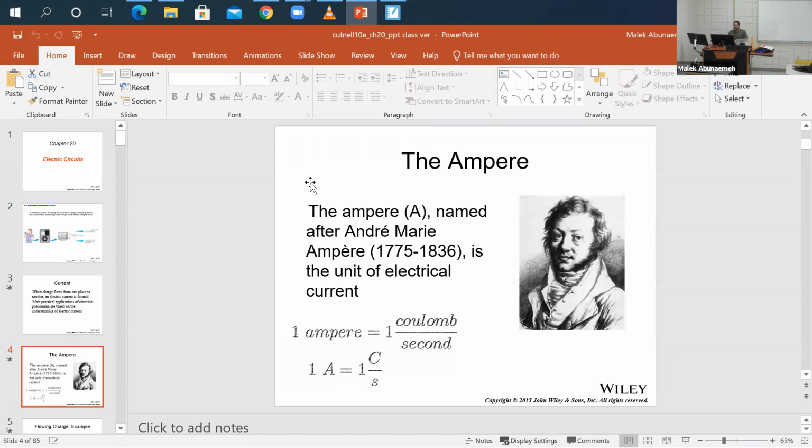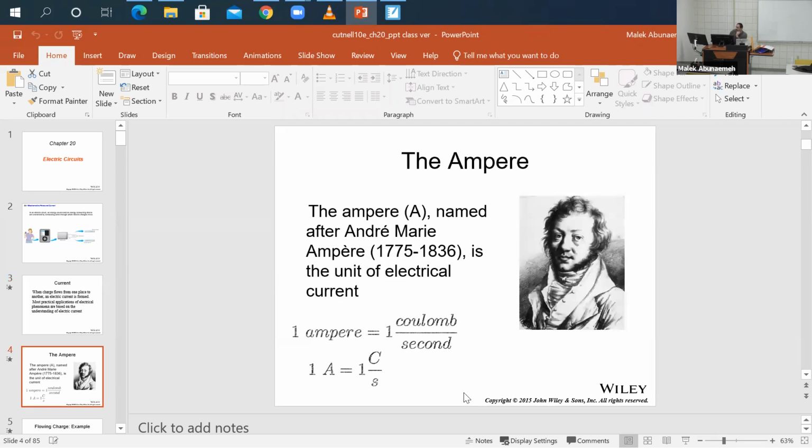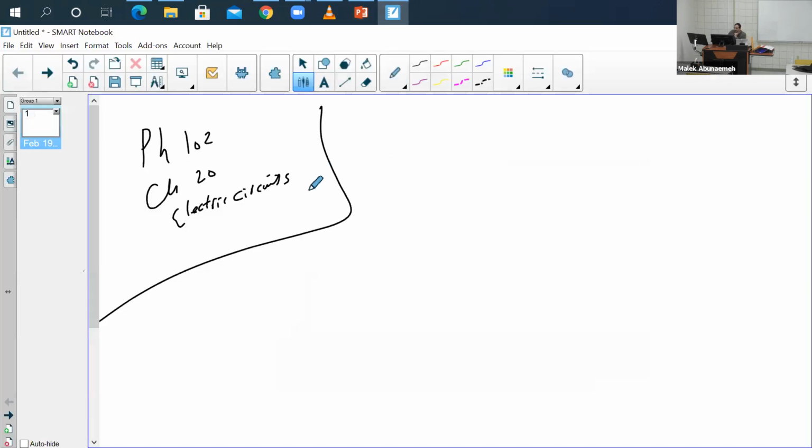Now, your electrical current is how many charges per second you get, which is basically how many coulombs per second. We call that the amp. So let me go ahead and define these, the first one.